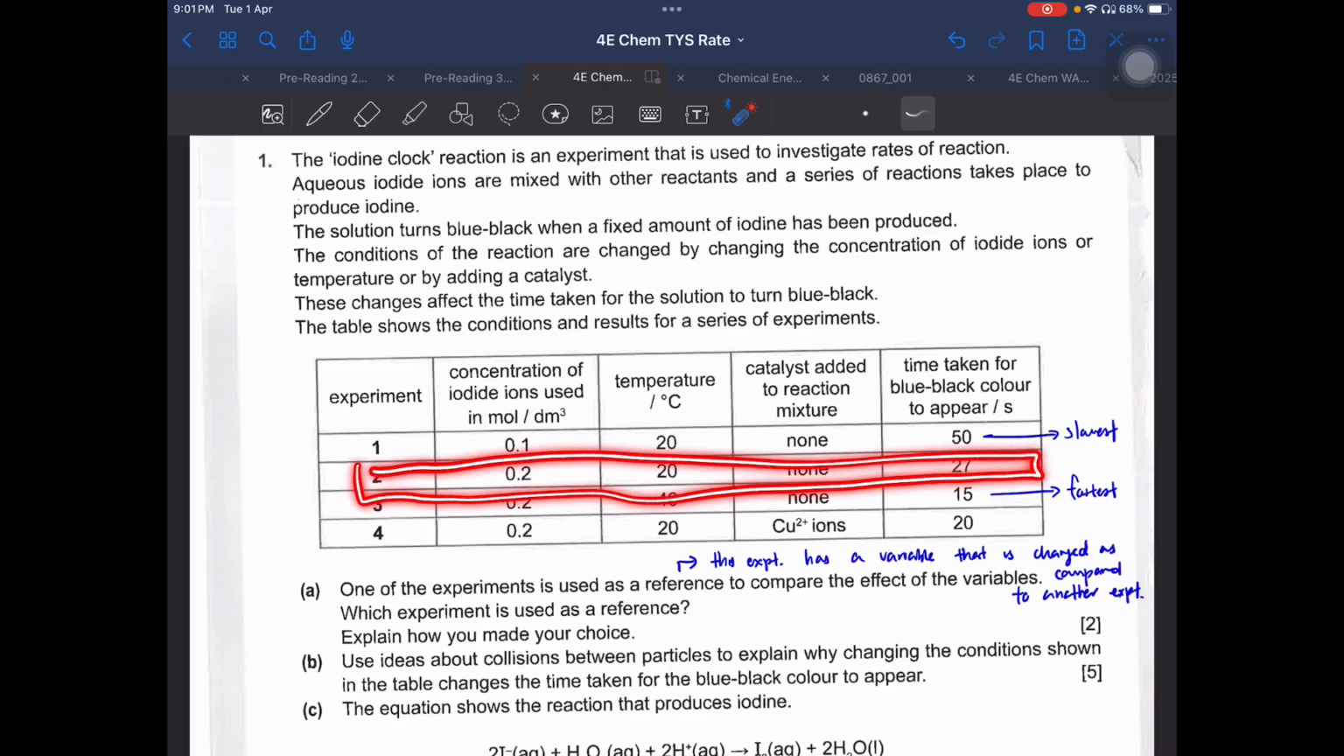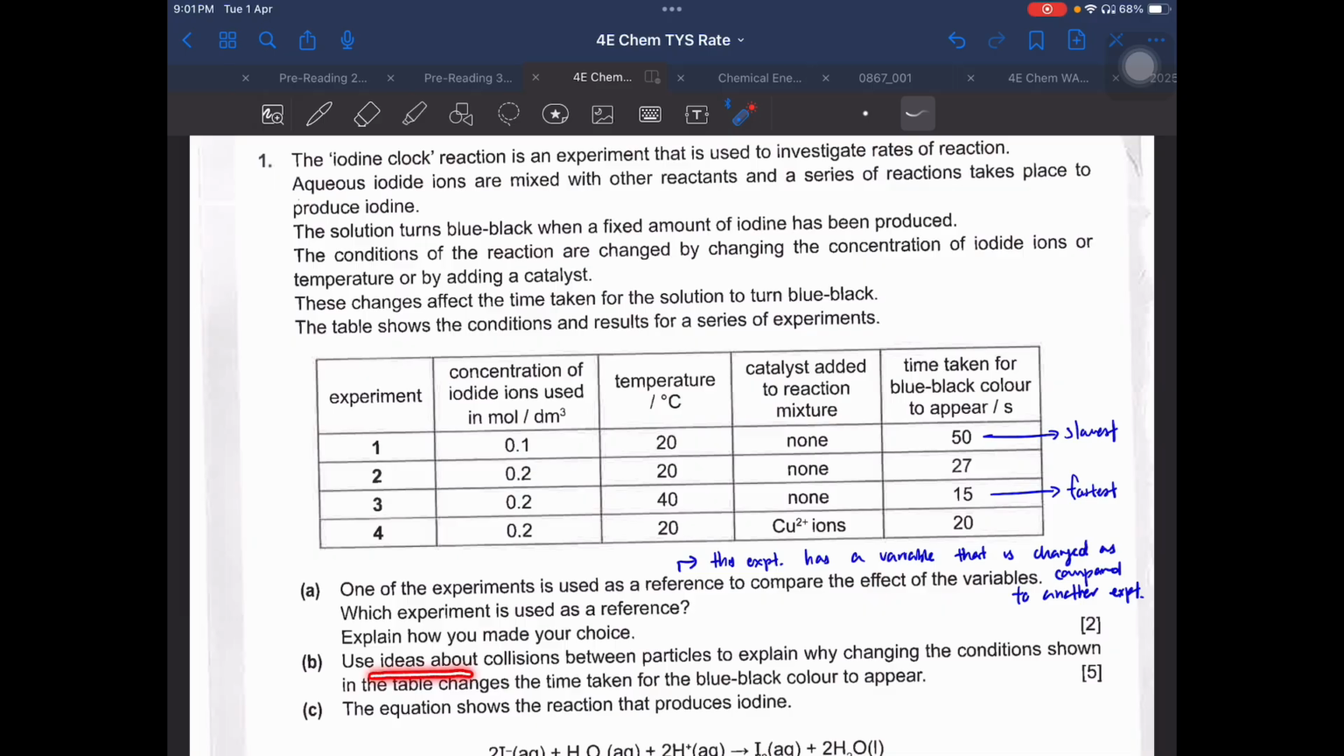So you start with this original reaction, that is your first one. Right? Later we'll talk about how to explain. Next question, we are supposed to use ideas about collision between particles to explain why changing the conditions shown on the table actually affects the time taken for the black color to appear.